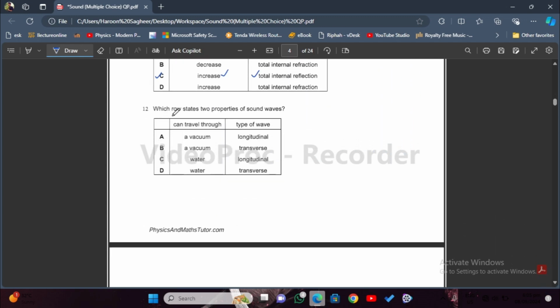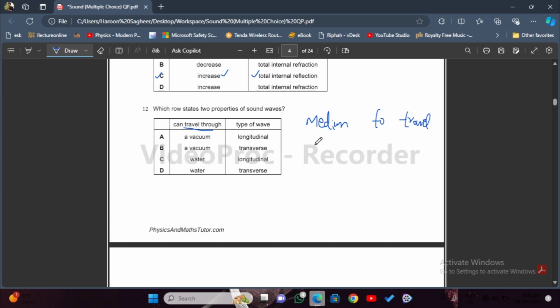Now, which row states two properties of sound waves? Well, we are talking about traveling, so sound waves need a medium to travel. Means they need the help of atoms and molecules or particles in general. So there are a lot of sounds in space, a lot of explosions, but we are not able to hear them because there is no medium between Earth and those stars, distant stars or galaxies, etc.